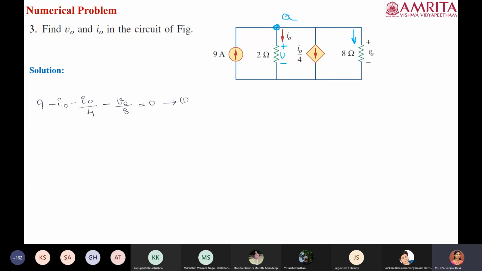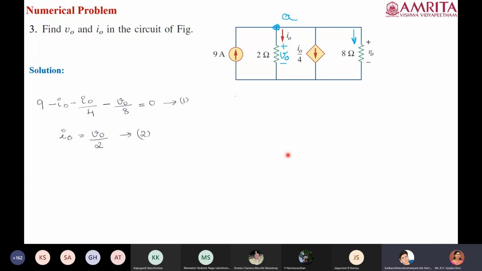So now we can make use of this for writing the second equation. What is I0 now? The current flowing through this 2 ohm is I0. So in terms of V0, I0 is nothing but V0 by 2. That is the second equation. Our aim is to write one more equation so that we can eliminate V0 and determine the variable.